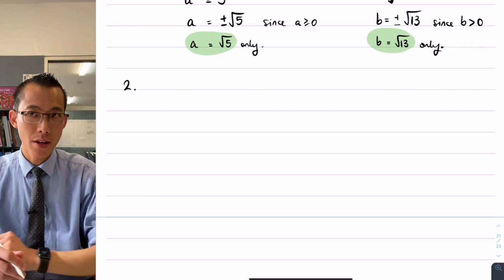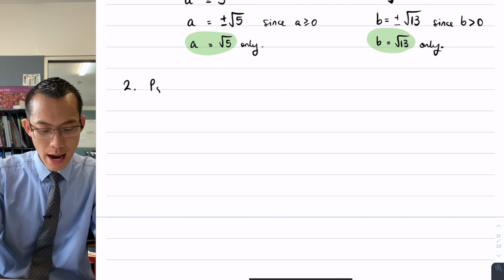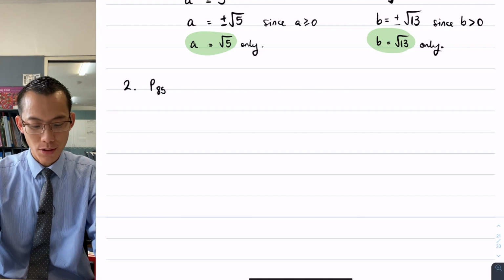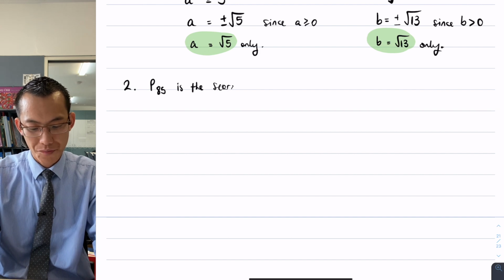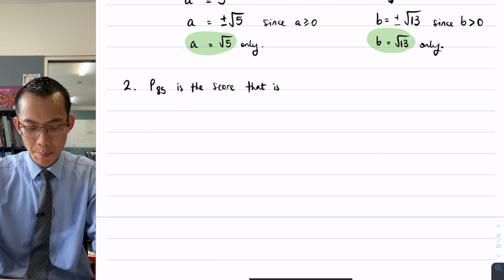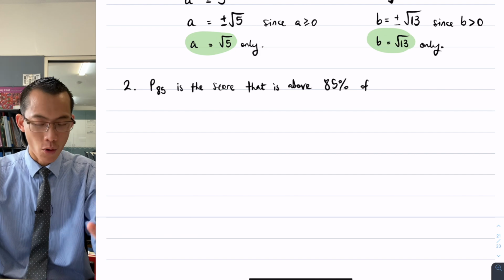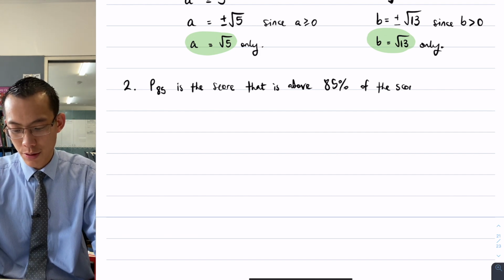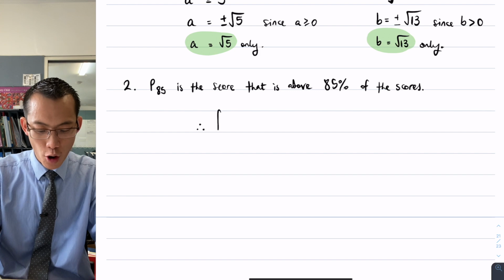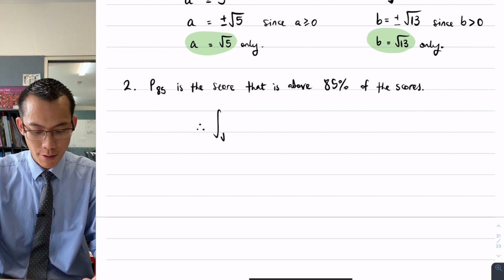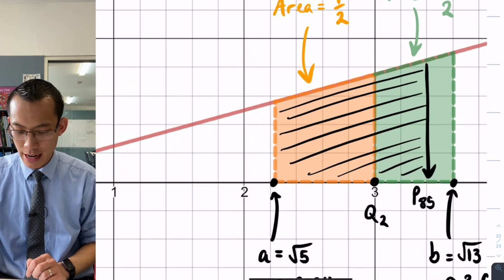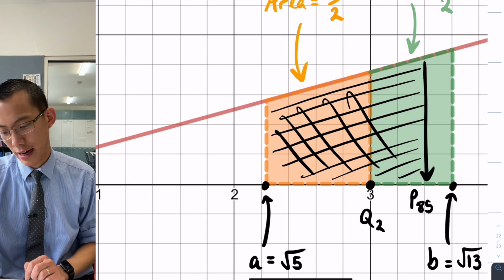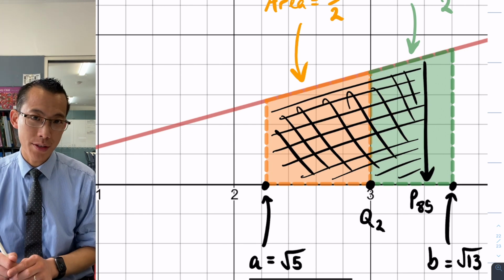Okay, so question 2. How am I going to word this? Well, P85 is the score that is above 85% of the scores, or equal to. So what I can do is say, therefore, from the lower boundary, which I know to be root 5, all the way up until P85. This is that black shaded area that I was trying to get at here. Let's make it a bit cross-hatched, a bit more obvious. That should be the 85% of scores.